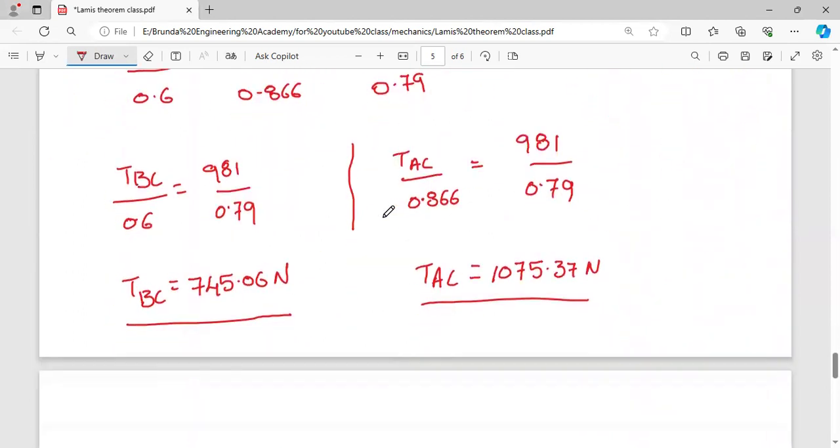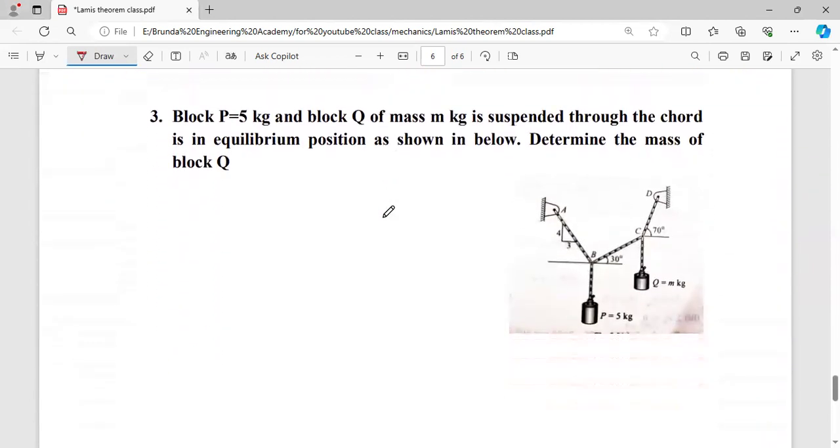Next, coming to another problem. Here, block P equals 5 kgs. Its value is 5 kg. And block Q of mass m kg is suspended through the cord and is in equilibrium as shown in the figure. Determine the mass of block Q. So here 5 kg means 5 into 9.81. We may convert or not, don't worry about that.